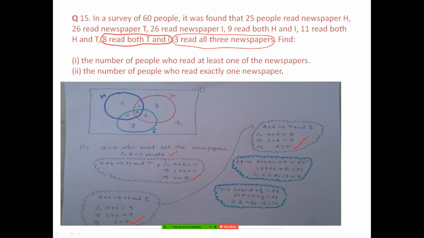Now what is H? H is here. This whole set is H. What does this contain? This contains A plus B plus C plus E. So this is 25 people read newspaper H, so we put it equal to 25. The value of A is 3, B is 8, C is 6. And from this we say, what is E? E is equal to 8.